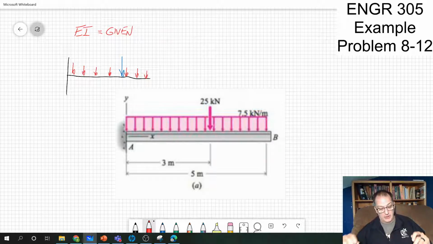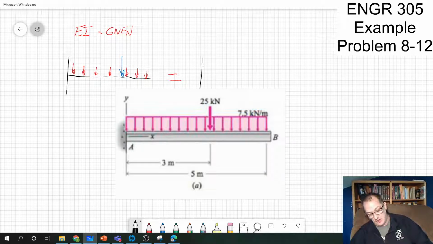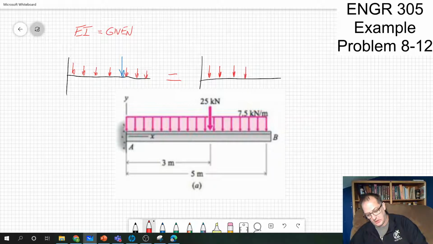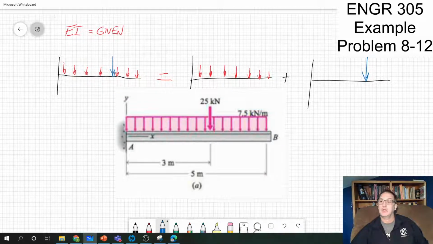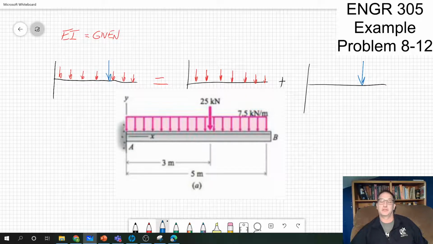Now, the key for superposition is you're going to superimpose loads on top of each other, so the loads can add. When you look at a problem like this, you should say, I need to separate out my loads. So this situation becomes a cantilever beam with a distributed load and a cantilever beam with a point load. You put those two loading situations together, and that's what our load consists of.